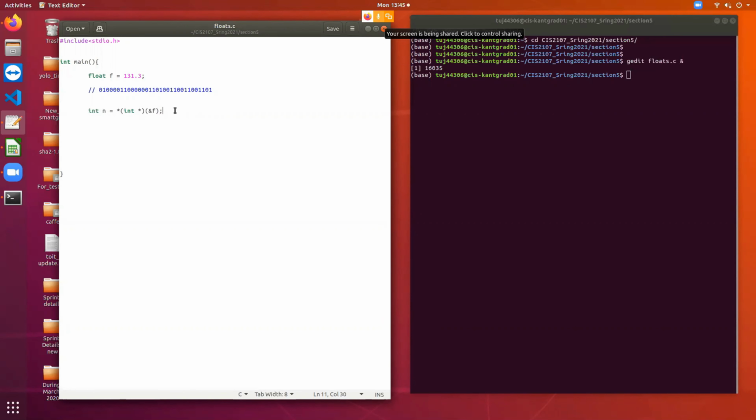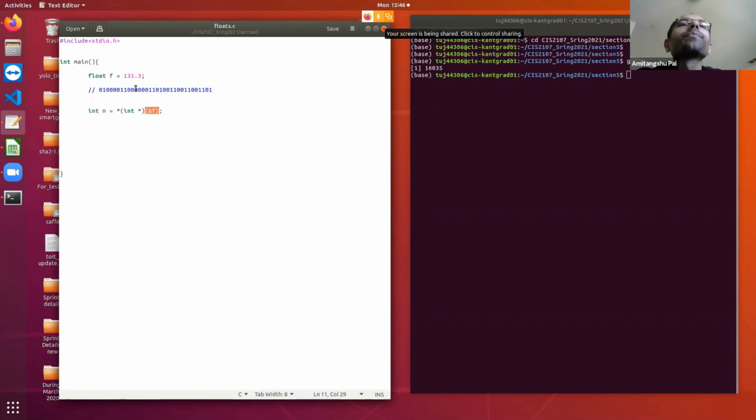Okay, the steps need to be understood clearly. Whenever you are writing 131.3 in your memory location, this bit pattern is getting stored. I want to fetch that bit pattern, but I want to read it in an integer format. So for doing that, what did I do? I first said that ampersand f is basically the pointer that points to the memory location where this binary bit pattern is stored.